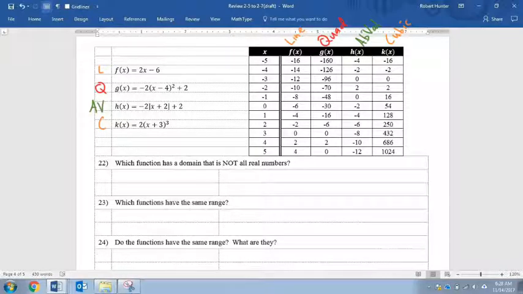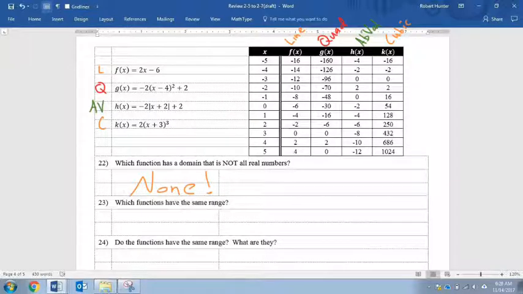So first things first, which one of these has a domain that is not all real numbers? So check them all. That one's all real numbers, that one's all real numbers, that one's all real numbers, that one's all real numbers. So the answer is none. They all have all real numbers. Okay, which functions have the same range?